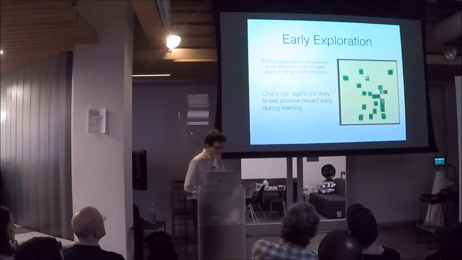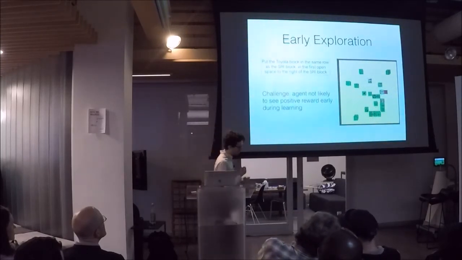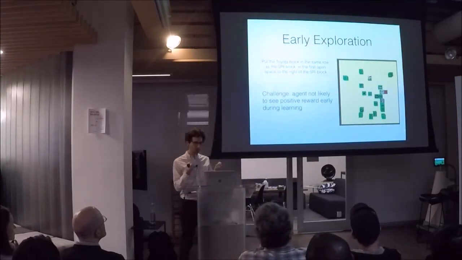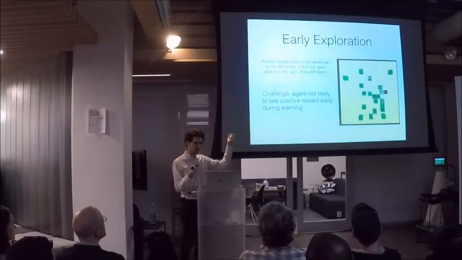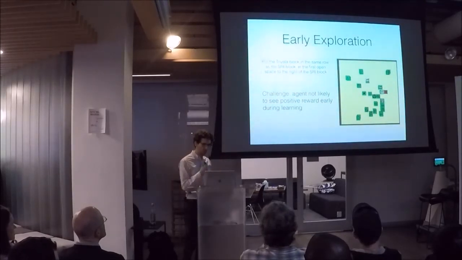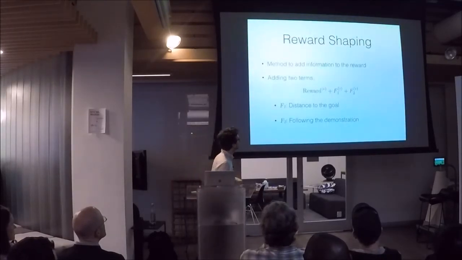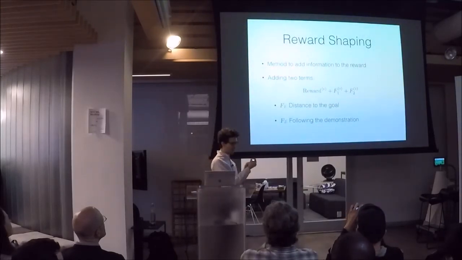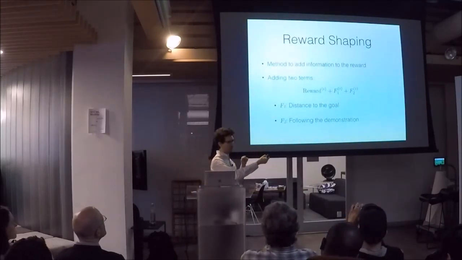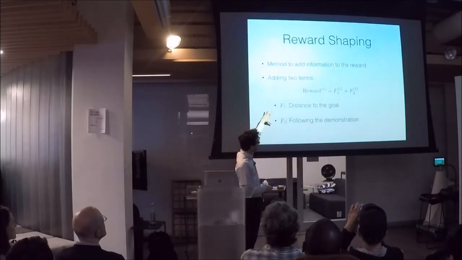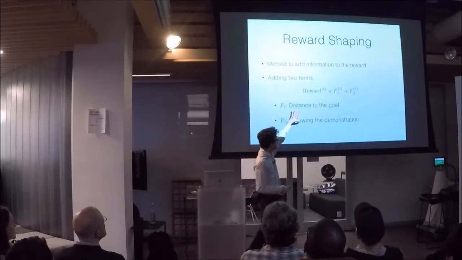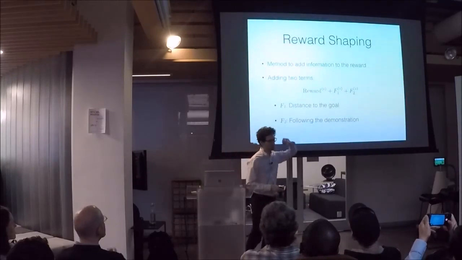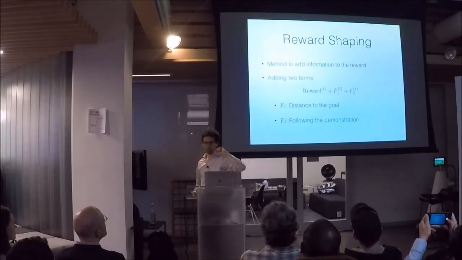Okay, so what we need to do is put something in our reward that will make it more informative. Our reward right now is very sparse. You only get a positive reward at the end. So we need to have more information there. And the way we're going to do it is something called reward shaping. Reward shaping is a way to add additive terms to the reward. And we're adding two terms: one that will allow us to incorporate information about the distance to the goal, and one that will allow us to incorporate information about following demonstration.